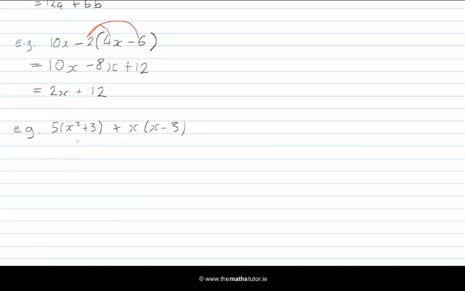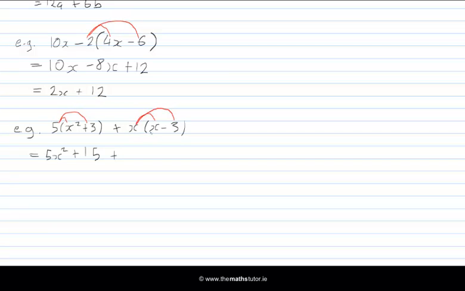Now we have 5 of one type of box and x of another type of box. Don't be put off by the x in front here. In a lot of ways it just acts like a constant. So with this box here we have the 5 times x squared, and we have the 5 times plus 3, and over here we have an x times an x and an x times a minus 3. So the 5 times x gets you 5x squared. 5 times 3 is plus 15.